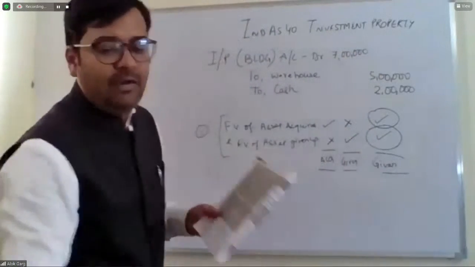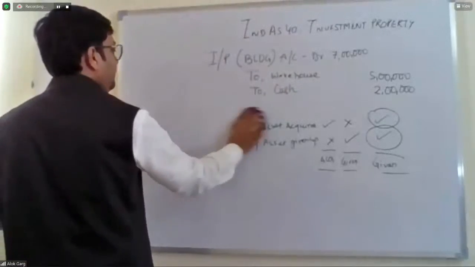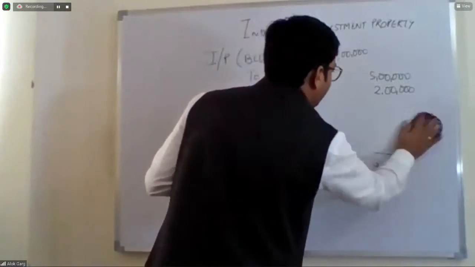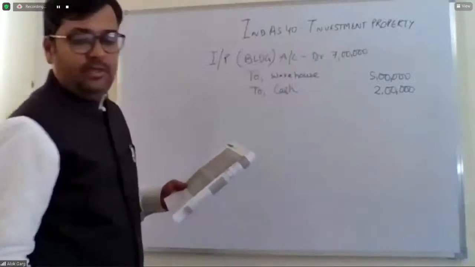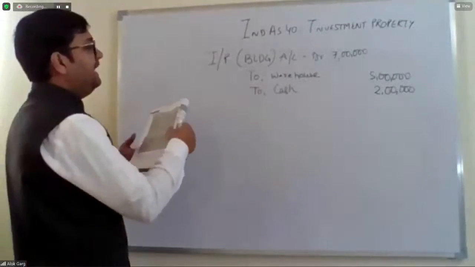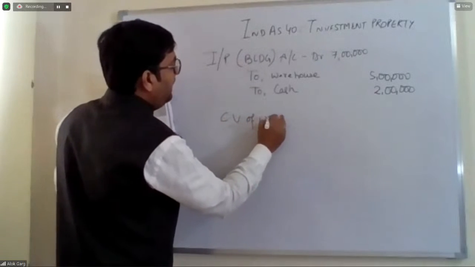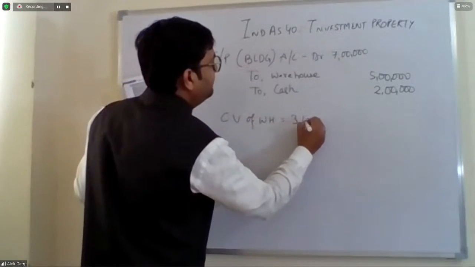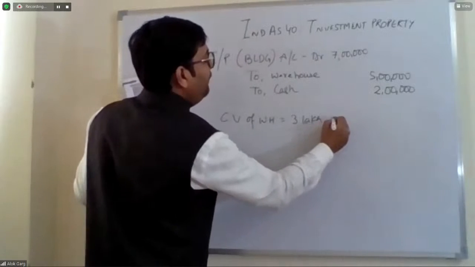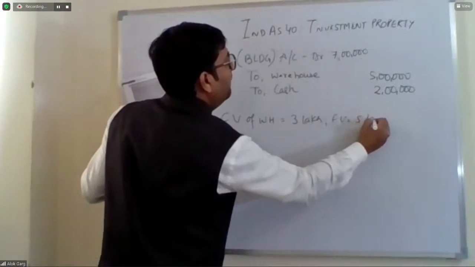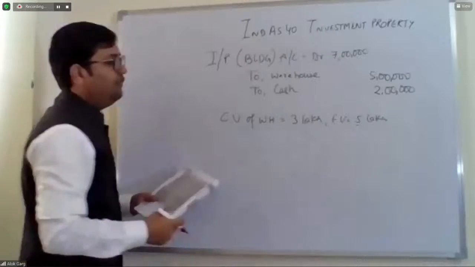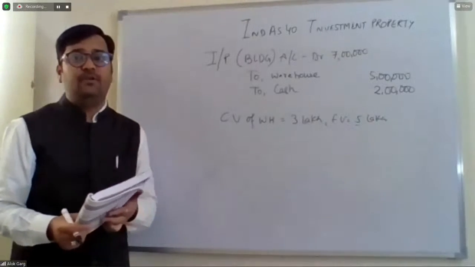Okay, so now I am flipping this question. Sir, for example, in this example, if the carrying value of the warehouse is given, for example, the carrying value of warehouse is equal to 3 lakh and fair value is 5 lakh, then what will be your accounting entry?